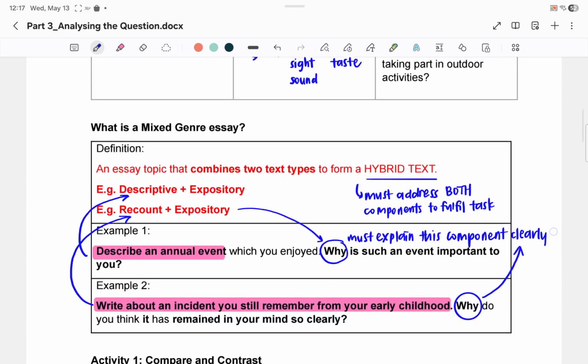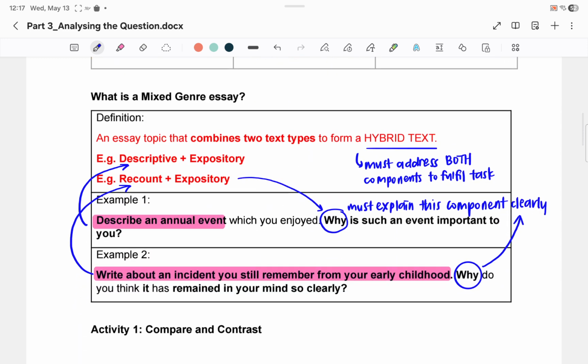So let me show you some examples. What exactly is a mixed genre essay? Please write this down. A mixed genre essay requires you to look at an essay topic that is a hybrid text. You have to give both the descriptive component and the expository component, or the recount component and the expository component. I realize that the example may not be given in your handout, so please write this down for you to better understand how this question can be analyzed. There is a component where you're supposed to describe the first part of the topic. The second is where you have to explain.